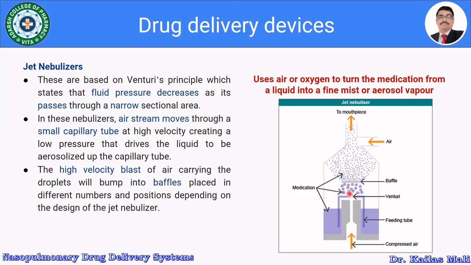The high velocity blast of air carrying the droplets will bump into the baffles. So these are the baffles, placed in different numbers and positions depending on the design of the jet nebulizer. Here I have shown a representative baffle in the figure. So in the case of jet nebulizers, it uses air or oxygen to turn the medication from a liquid into a fine mist or aerosol vapor. Let us see the further details of the jet nebulizers.